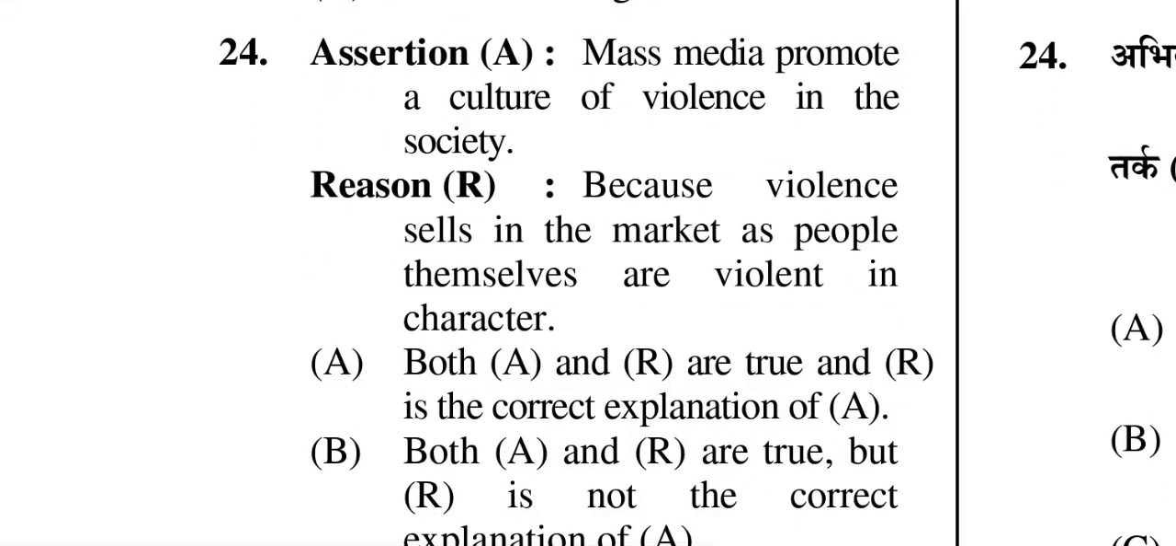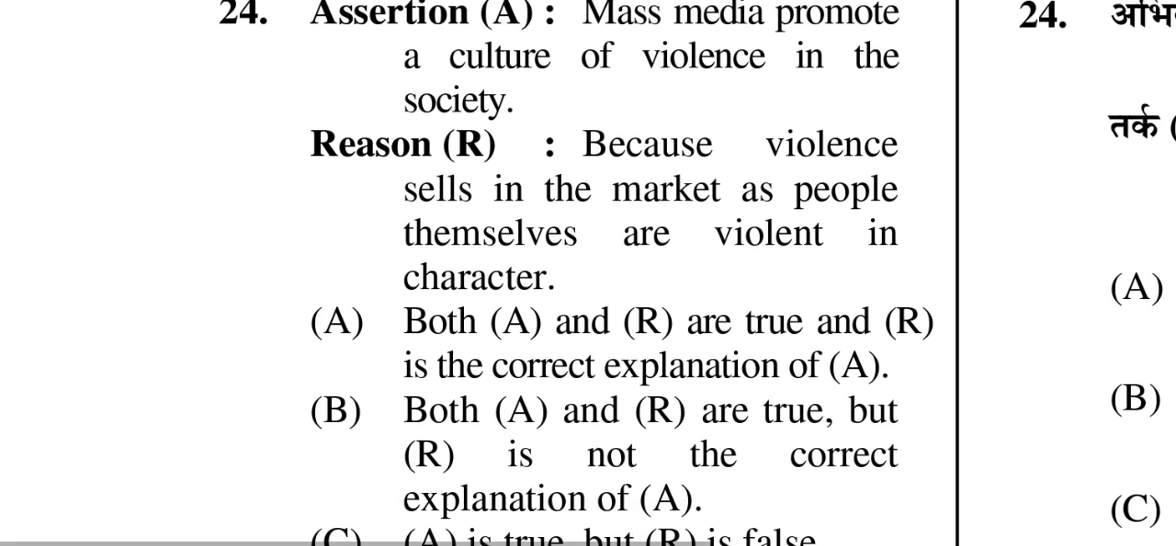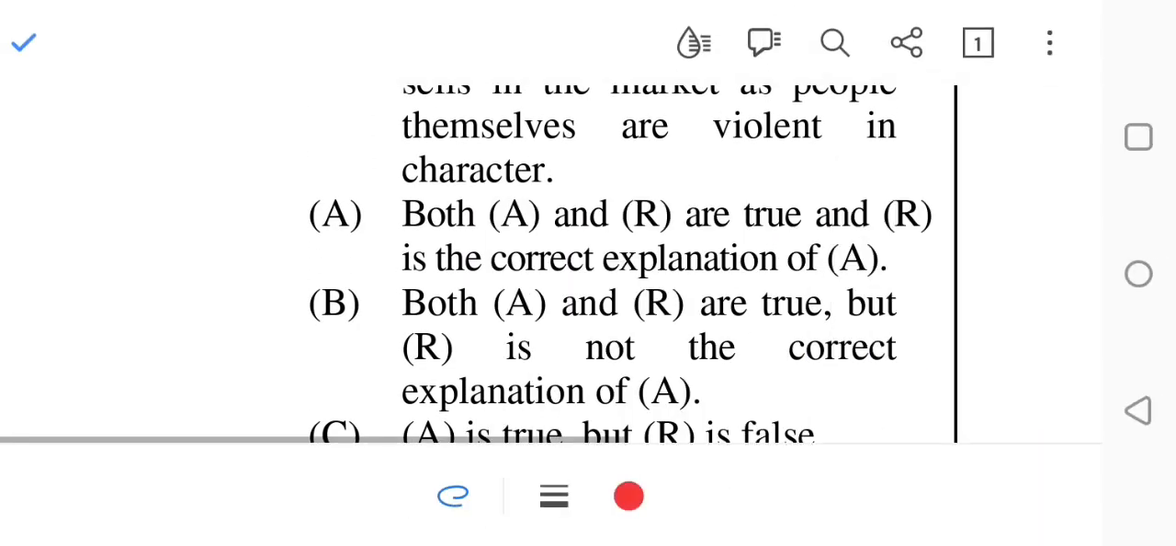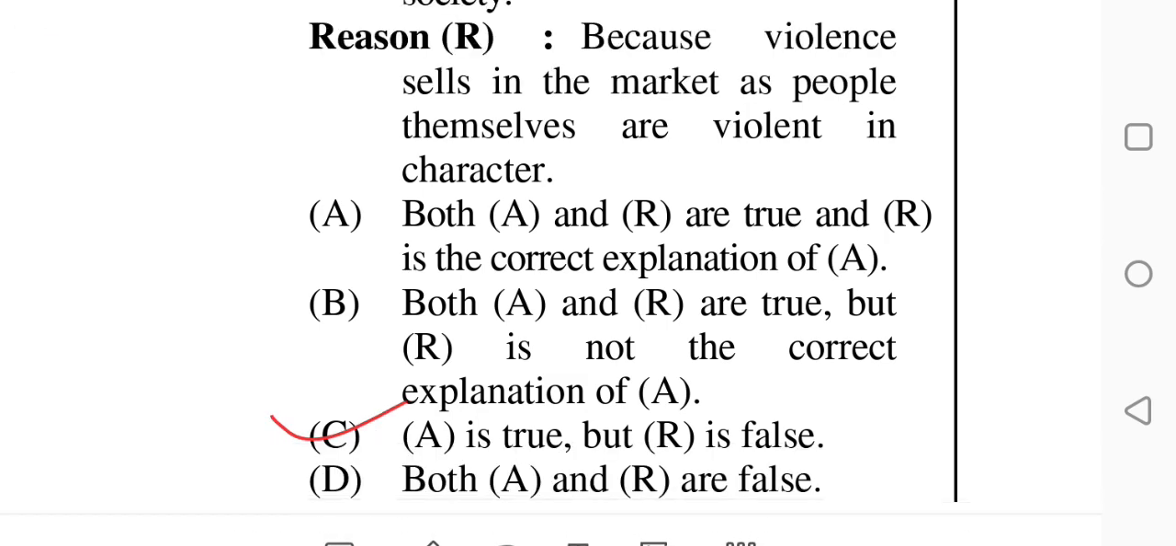Correct answer will be number C, that is A is true, mass media promotes a culture of violence in the society. That is true. Okay, but R is false. R means the reason which says because violence sells in the market as people themselves are violent in character. So it cannot be applied to all the contexts. Sometimes it may be true, but not in all contexts. Number C is the correct answer. Moving on.